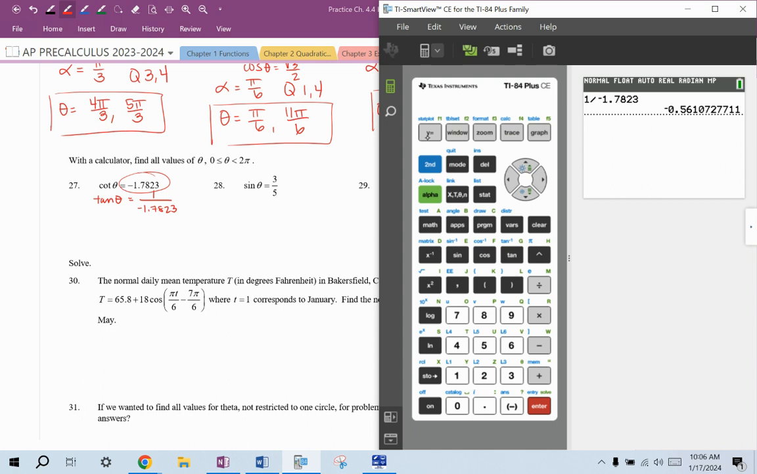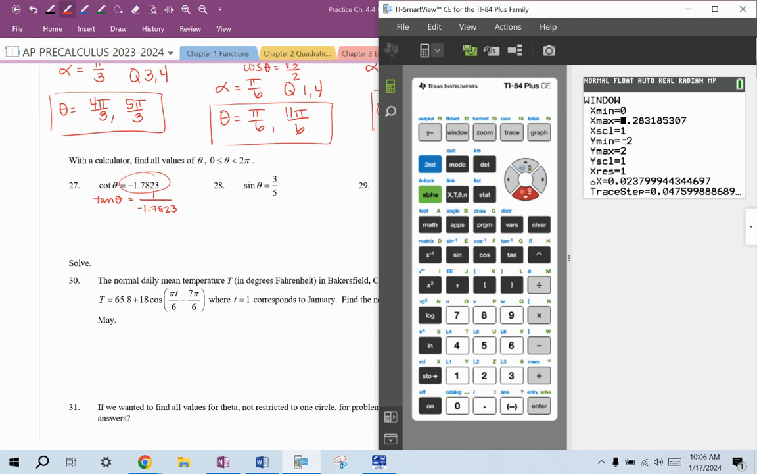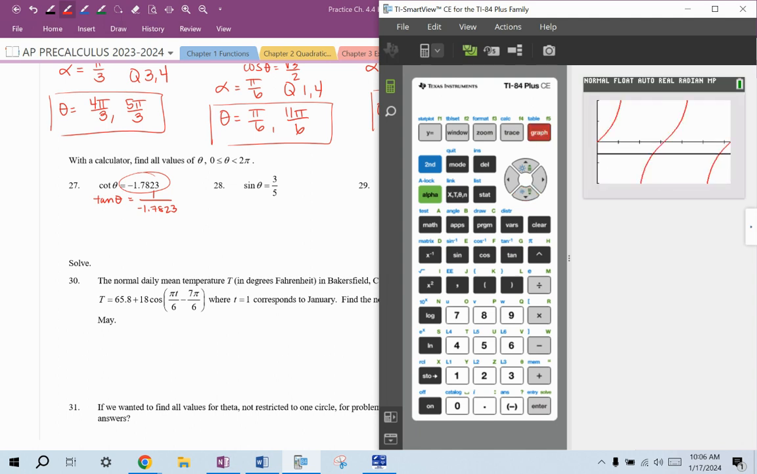Remember, you put tangent x into y1. Type in 1 over negative 1.7823. The window should be 0 to 2 pi. I'm in radian mode also, by the way. X scale can stay 1. Y min and max, negative 2 to 2 is good, or something that fits in this value. And you just press graph, and we just find these points of intersection.